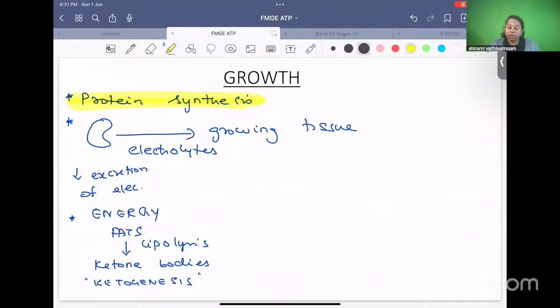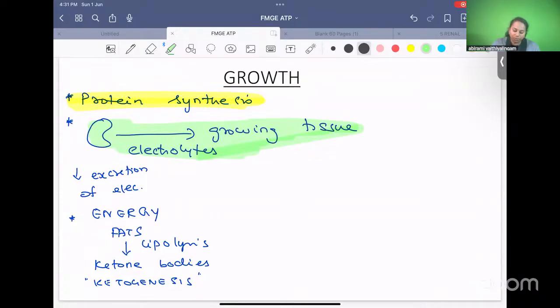For growth, you need electrolytes. So, what will growth hormone do? It will take the electrolytes from the kidney into the growing tissue. So it is removing the electrolytes from the kidneys to the growing tissue. It is decreasing the excretion of electrolytes, taking all this to the growing tissue.